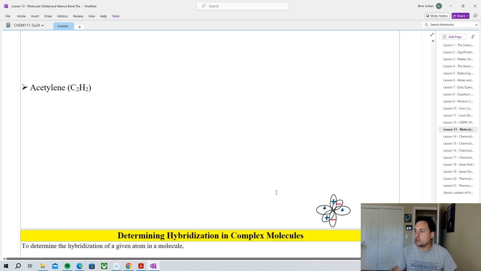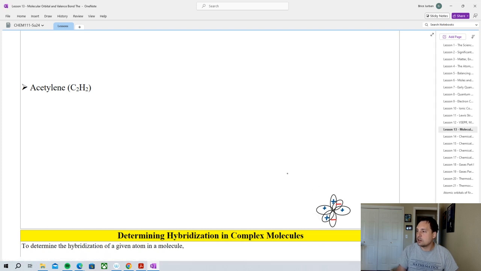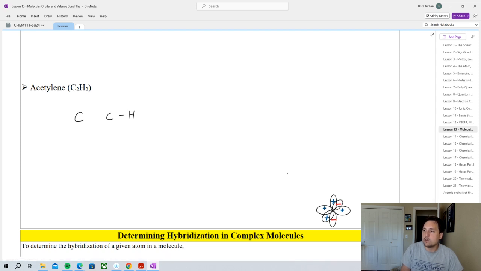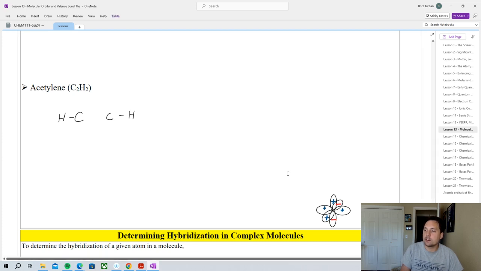All right, let's look at acetylene. So acetylene is composed of 2 carbons and 2 hydrogens. So in a sense, it's a simpler molecule, but now we have a triple bond that's going to occur. So let me draw this a little closer.